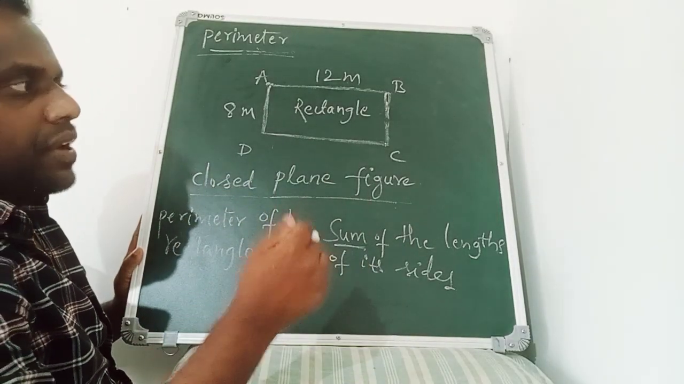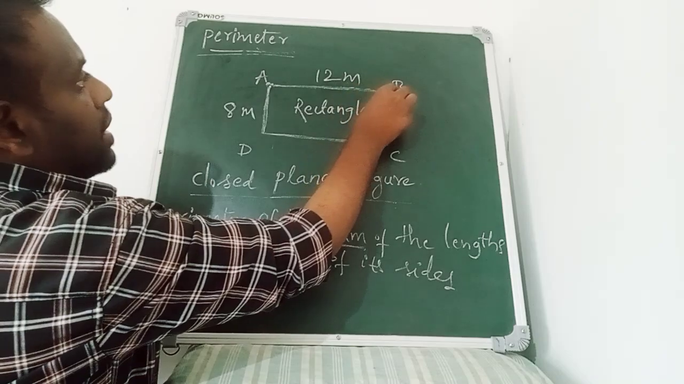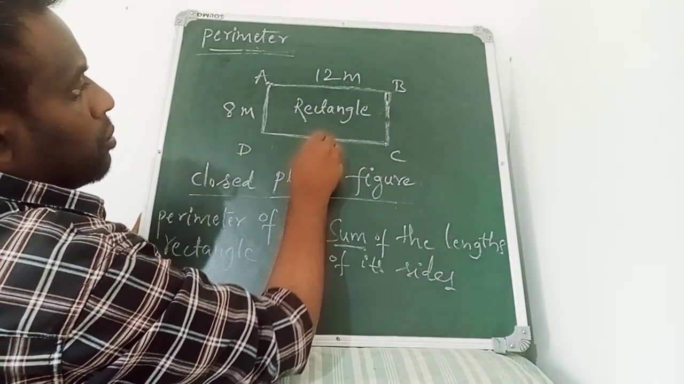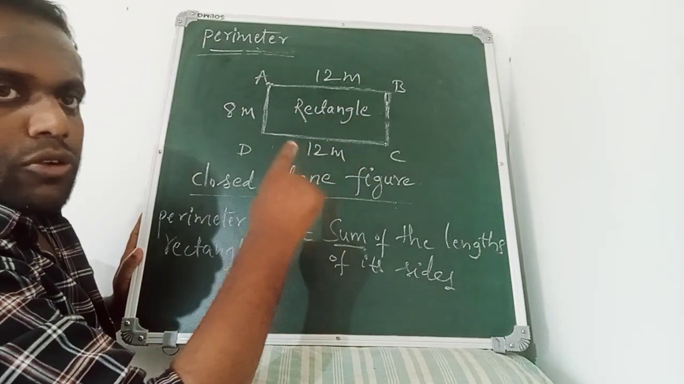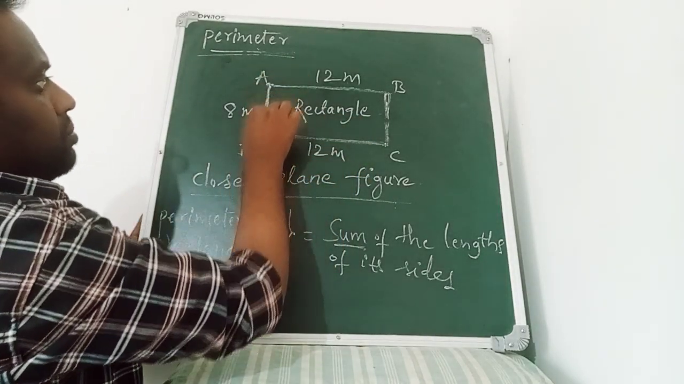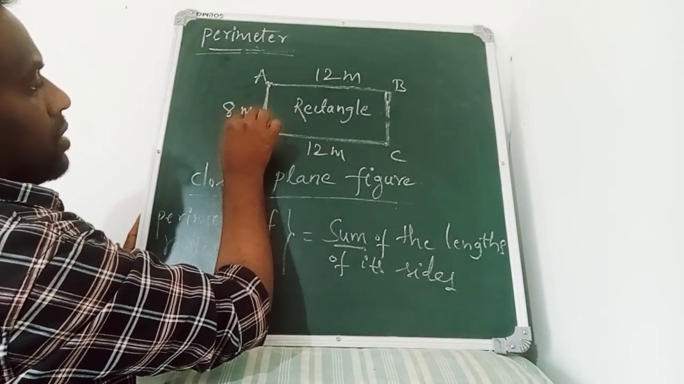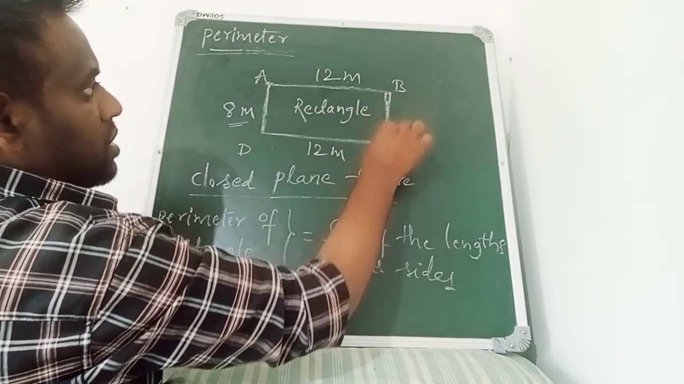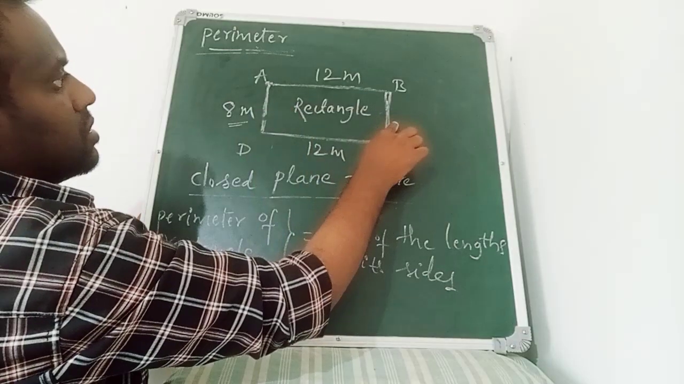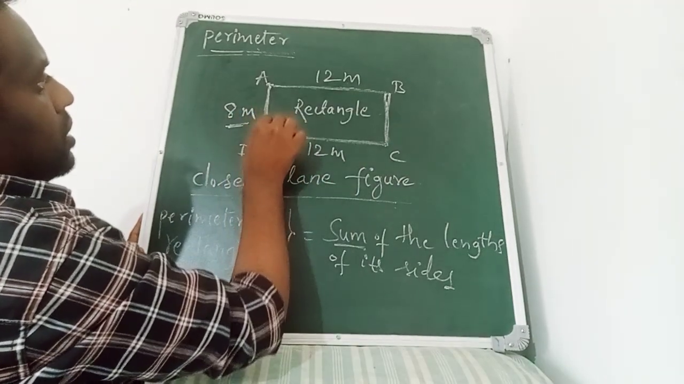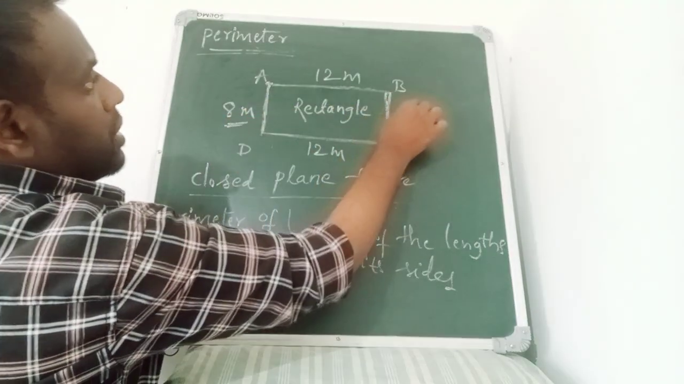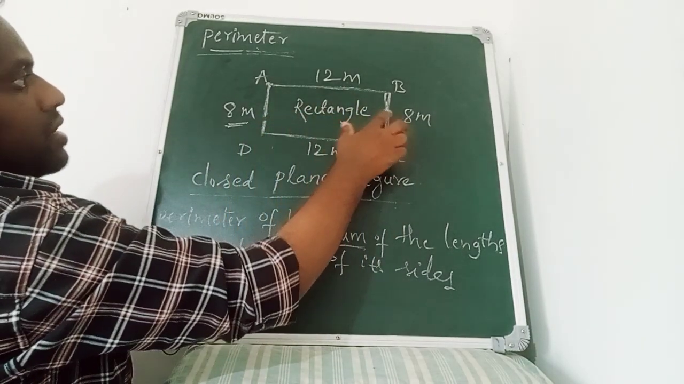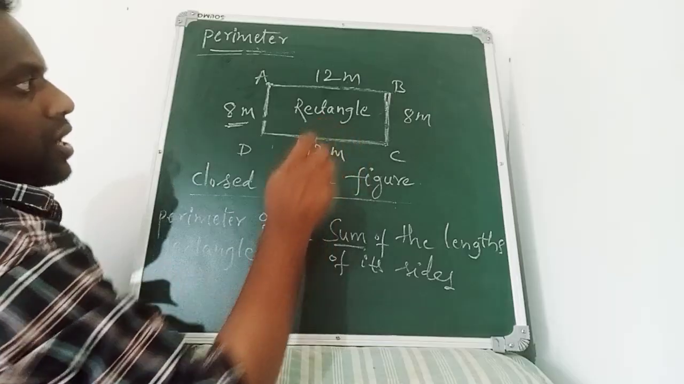Remember, it is the property of a rectangle. If this side length is 12 meter, the opposite side is this. Its length is also 12 meter. Like this we have to find out. Now if the length of this side is 8 meter, the opposite side to this side is this BC. Since this and this are equal, this 8 meter will come here only, here also. Okay, these two sides are equal and these are equal.